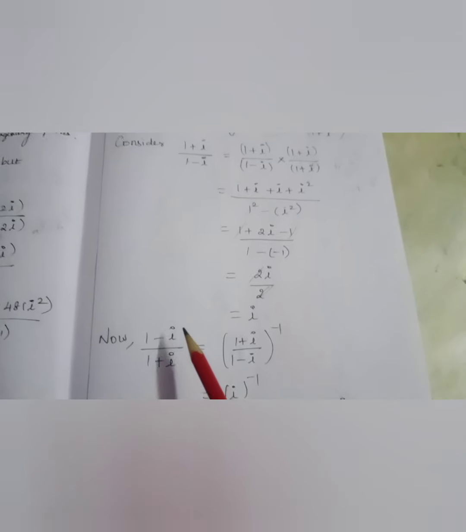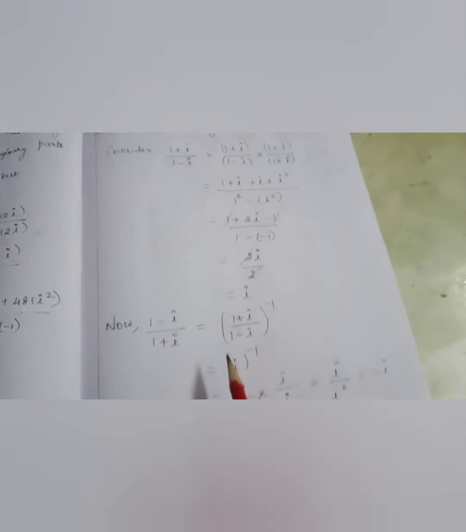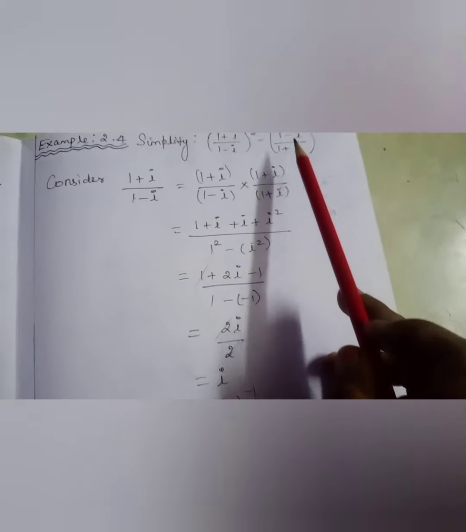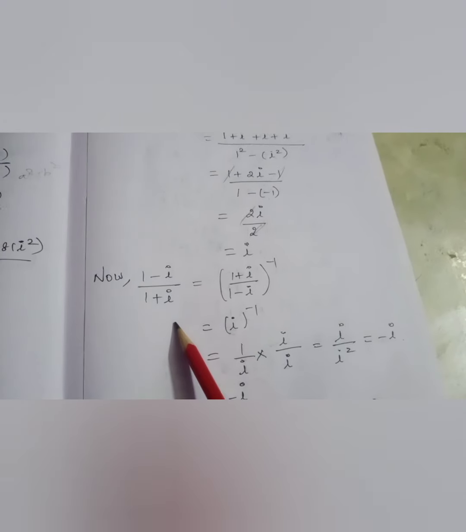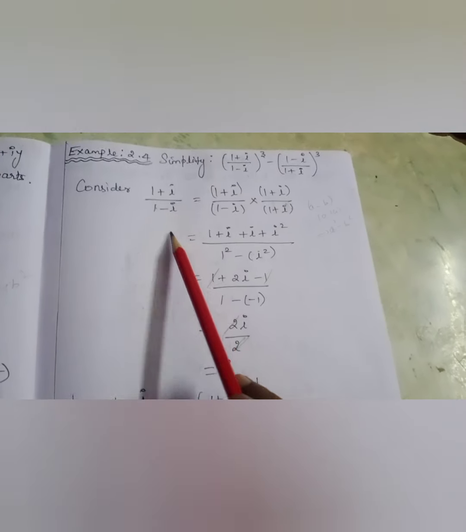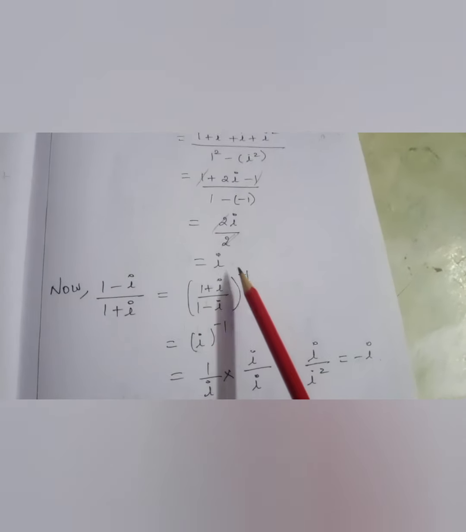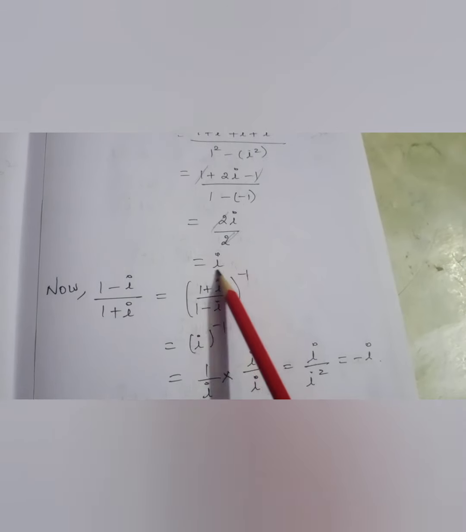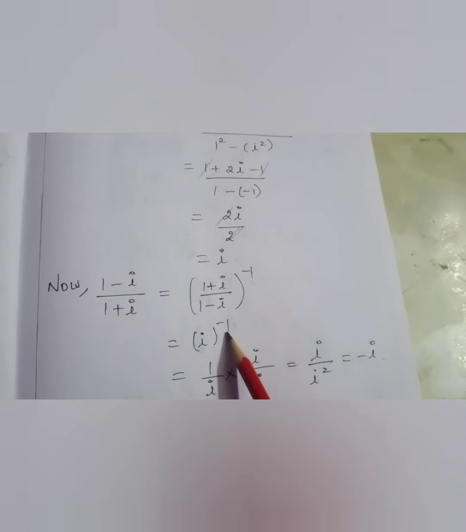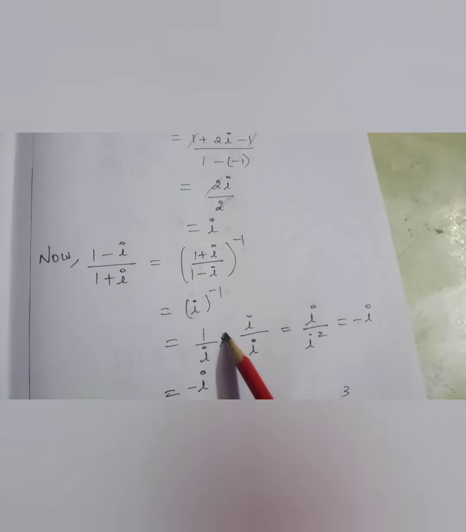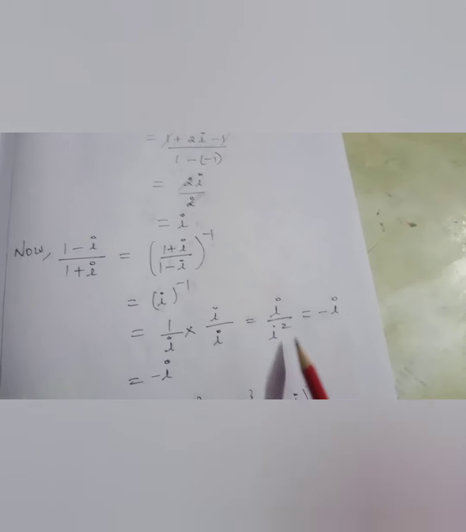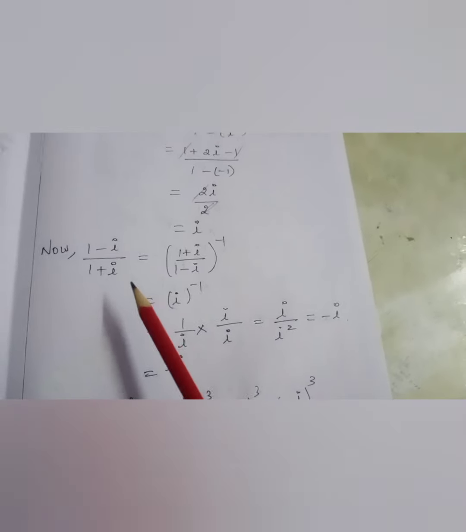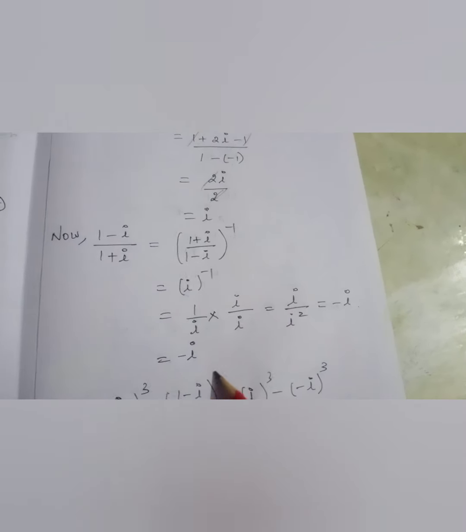Now the next expression is (1 - i)/(1 + i). It is nothing but the inverse of this expression, that is ((1 + i)/(1 - i)) to the power -1. What is the value we got for this expression? i. So i to the power -1 means 1 by i. Multiplying and dividing by i, you will get i by i squared. What is i squared? -1. So it is nothing but -i. So (1 - i)/(1 + i) is -i.